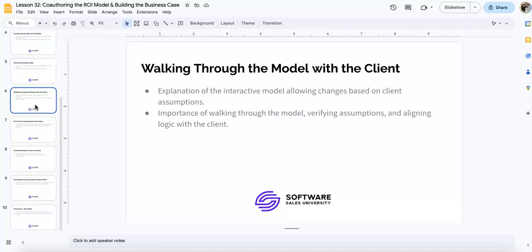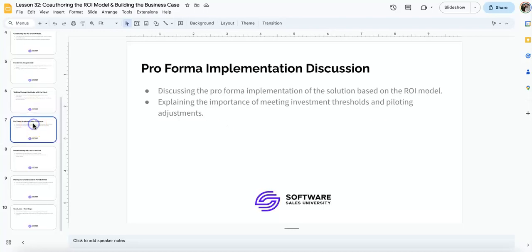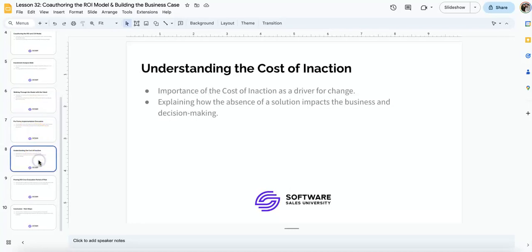This is something that's very important to verify the assumptions, making sure there are really no plugs in the model. It has to be inputted from the client's assumptions, to ultimately arrive at a meaningful return number or a meaningful COI number, so that we can actually show them their own scenario or their own situation. So it shows the pro forma implementation of the platform or the dashboard.